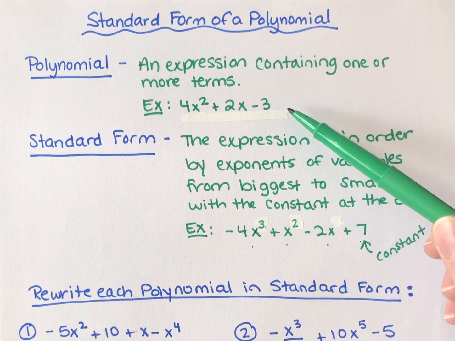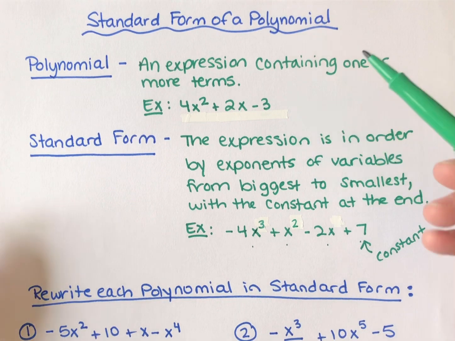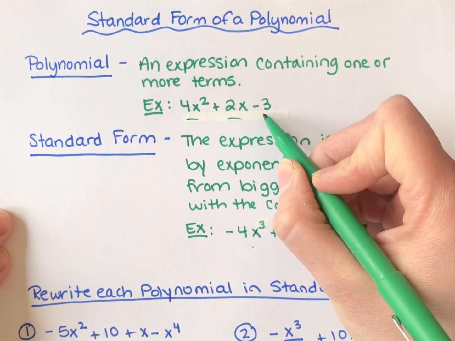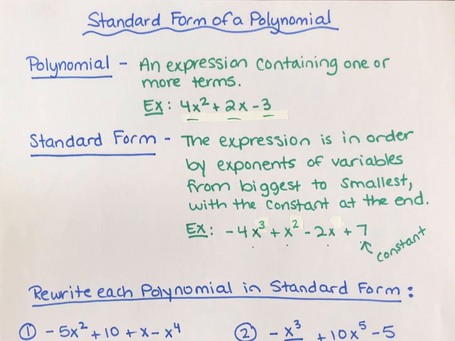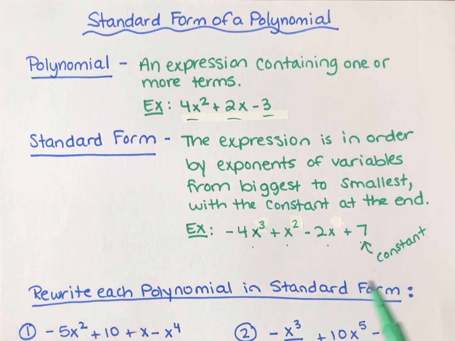So in my example here, I have 4x to the second plus 2x minus 3. This is a polynomial that has 1, 2, 3 terms. So there's 3 terms that make this polynomial up. And if I say put your polynomial into what's called standard form, what that means is we want the expression to be in order by the exponents of the variables from biggest to smallest, with the constant term at the end. So here's an expression, negative 4x to the third plus x to the second minus 2x plus 7.